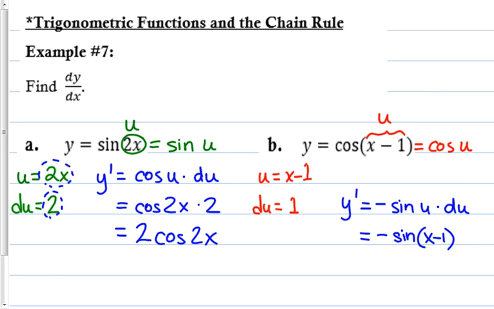And that's it. This is chain rule part A. We'll have chain rule part B, which will include chain rule using quotient rule. Right. Please do your homework.